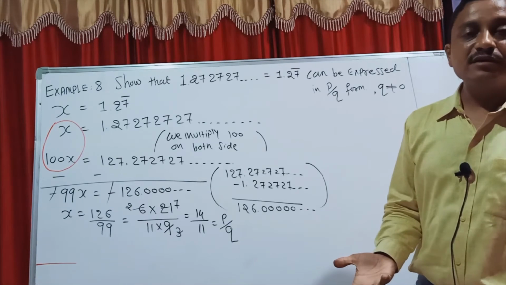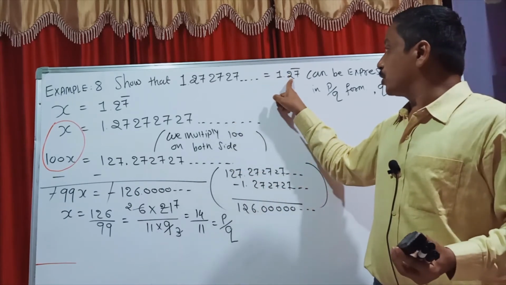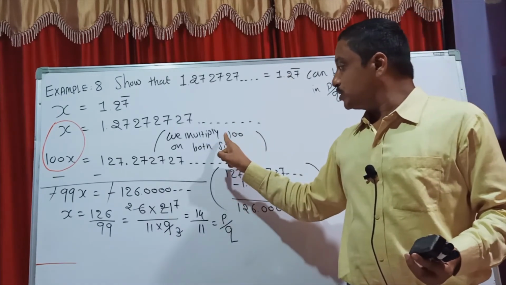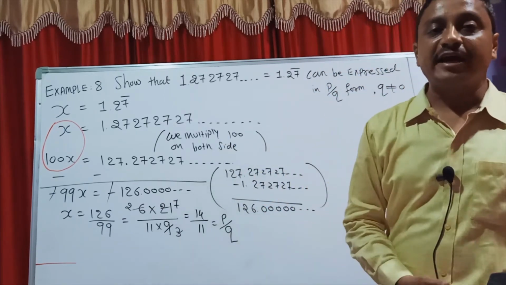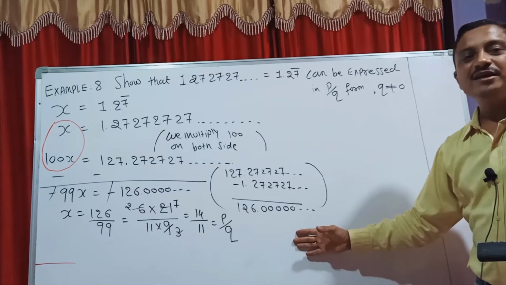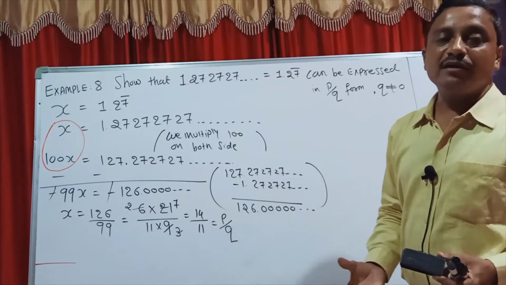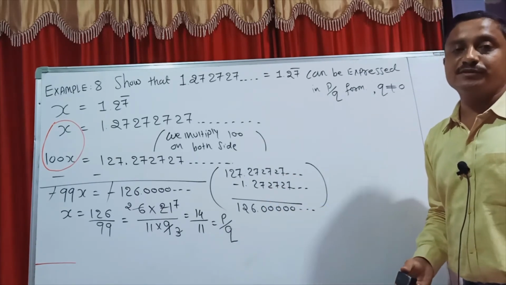So it's very simple, students. One more time repeat. These are the important. 2 times repeat, then you multiply 100. Sometime 3 repeated, then you multiply by that 1000, and very easily you getting your forming P by Q forms.